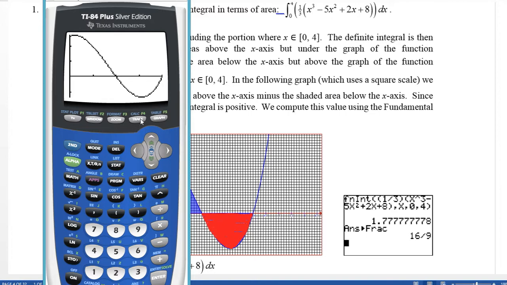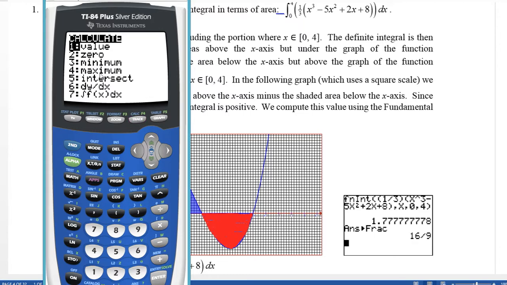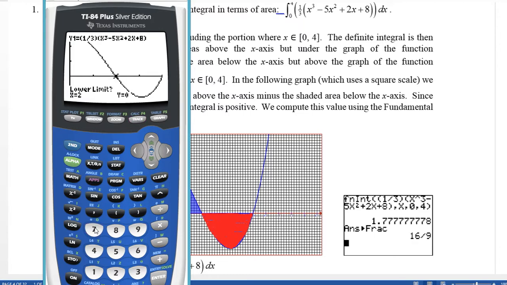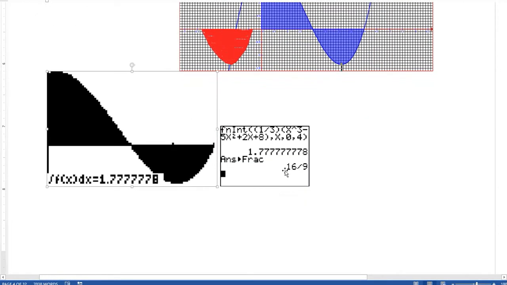And if we want to do this integral, we can calculate it by doing second trace, which is calc, choosing number 7 here. And we want to integrate from 0, enter, to 4, enter. And notice it's going to shade this. Now what it's going to compute, of course, is this area above the x-axis minus the area below the x-axis, which we can look at here.